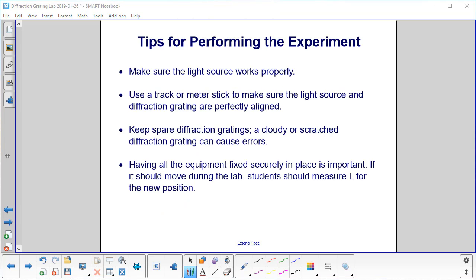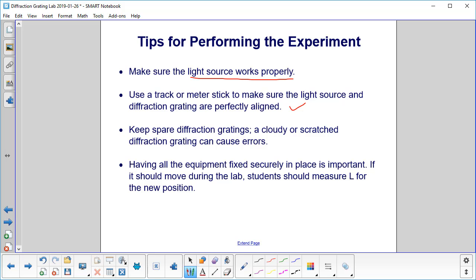Tips for performing the experiment. Make sure the light source works properly. Use a track or meter stick to make sure that the light source and diffraction grating are perfectly aligned. Keep spare diffraction gratings. A cloudy or scratched diffraction grating can cause errors.